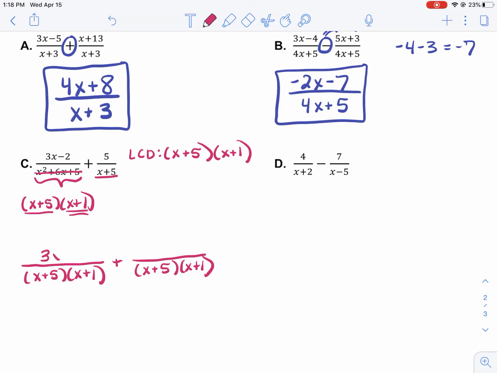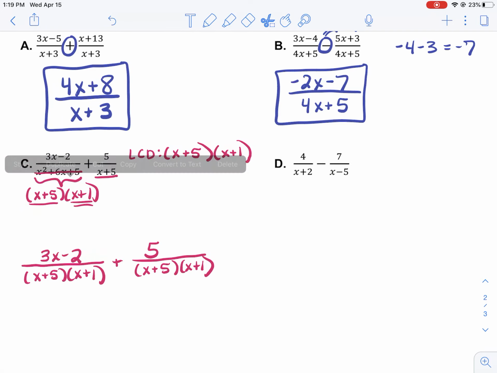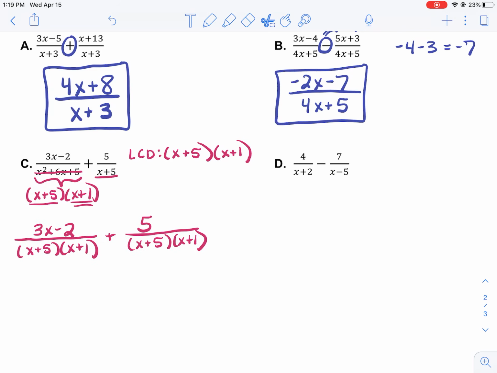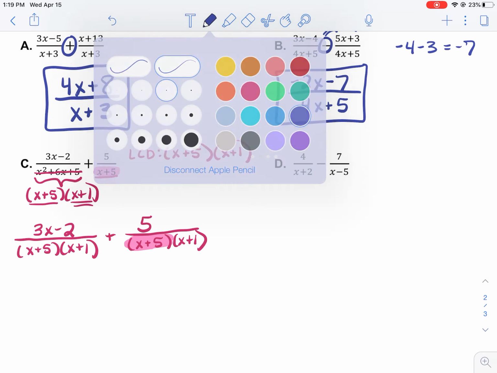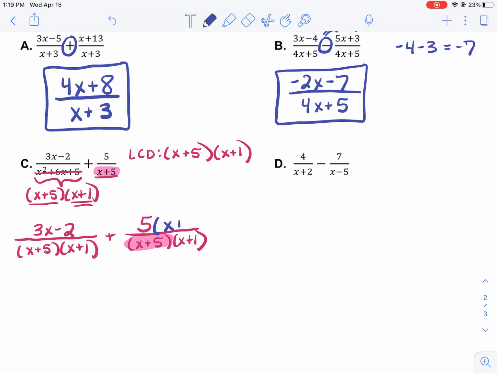I'm going to put my original numerators back on top. Now notice I did not do anything to my first denominator. Once I factored it, I got (x plus 5)(x plus 1). So I didn't change the value of the first denominator, so I'm not going to do anything to the 3x minus 2. Okay, but for the second fraction, my original denominator said x plus 5. And what did I do to the x plus 5 here? I multiplied it by x plus 1. And so I'm going to multiply the top by x plus 1.